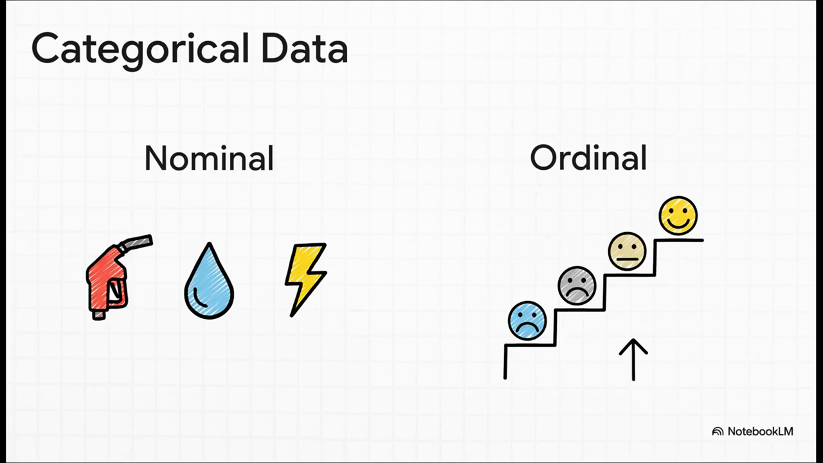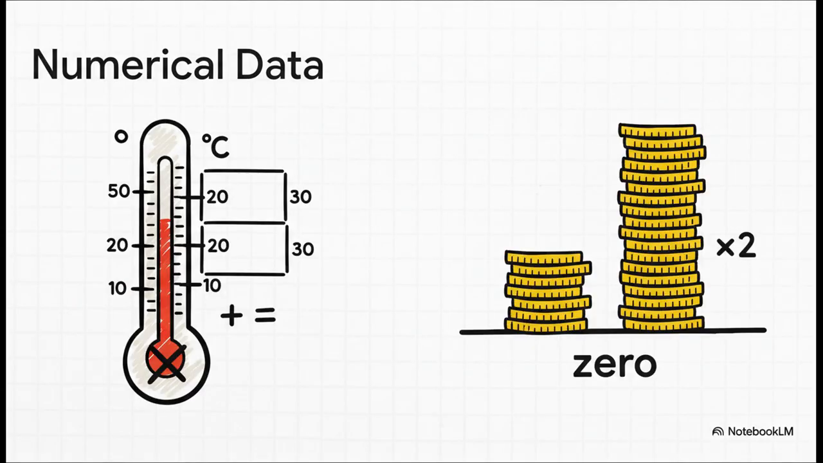But then you've got ordinal data. And with ordinal, the categories do have a logical order. A great example is tweet sentiment. It can be positive, neutral, or negative. You know the order, but you don't really know how much more positive is than neutral. The distance isn't clear.